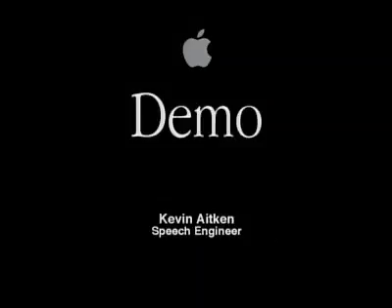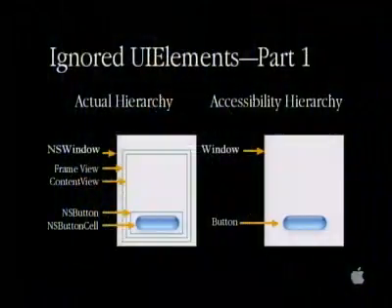Okay, so that's the basics of attributes and actions, and there's a few more details that we need to cover. As I mentioned before, one of the benefits of our model is that it squashes out a lot of the unnecessary parts of the hierarchy. So if we look at this example of the button, we can see that from the accessibility point of view, there's just a button in a window. And all those other things are not there. They're ignored. How does that happen?